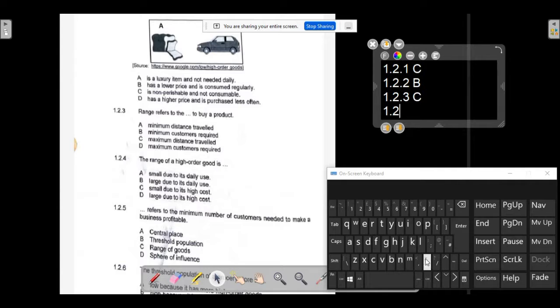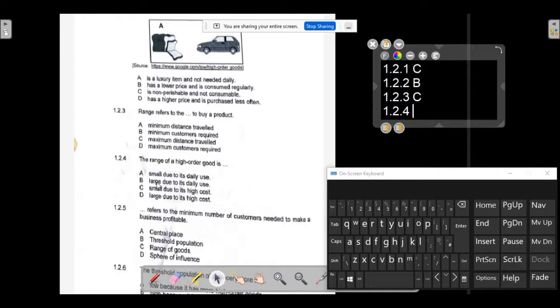1.2.4 now. 1.2.4 says: the range of a high order good is. Now, usually a high order good you would not find in your residential area, right next door. No, it's usually far away, guys. A says it's small due to its daily use. That is incorrect. It's not small, first of all. It's usually far away and it's not used daily. You cannot buy a Ferrari each and every day.